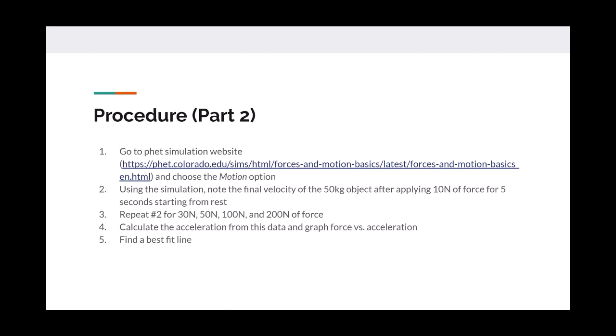Repeat step 2 for 30 newtons, 50 newtons, 100 newtons, and 200 newtons of force, always for 5 seconds with the 50 kilogram object. Calculate the acceleration, again, by doing final velocity minus 0 from this data and graph the force versus acceleration graph. Find a best fit line for this graph.